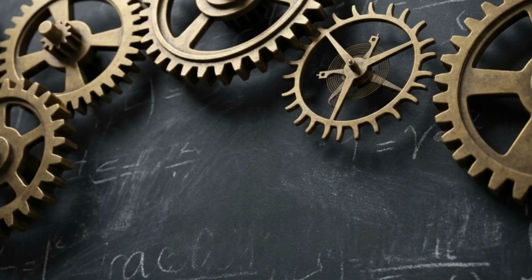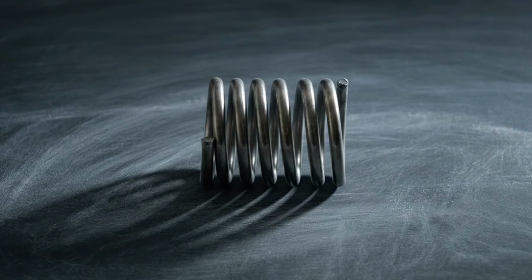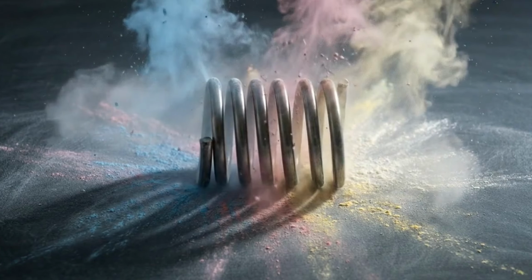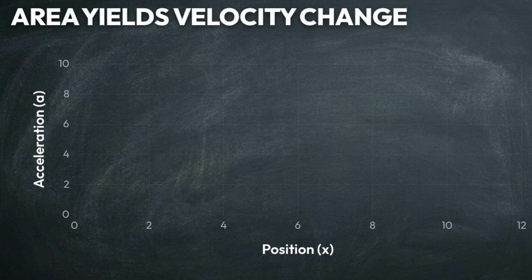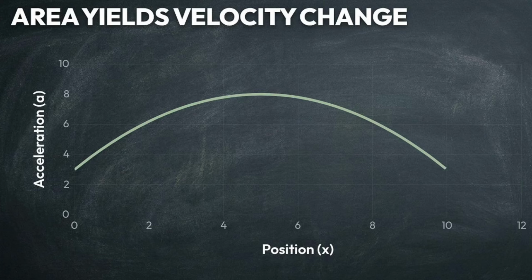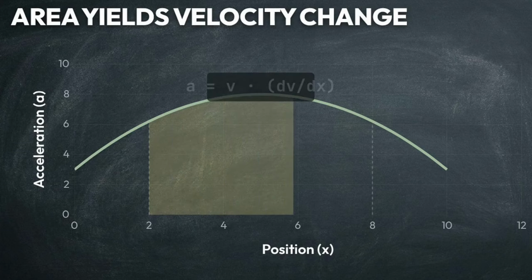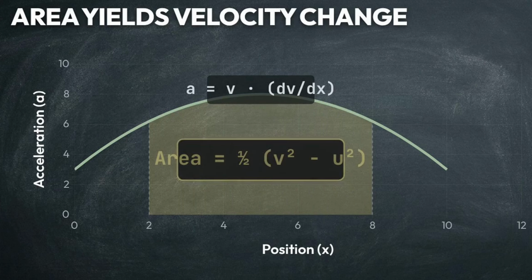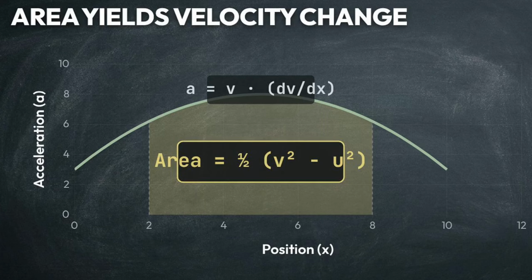Standard kinematics focus on the time domain, but some physical forces, like gravitational fields or compressing springs, depend entirely on an object's location in space rather than the ticking of a clock. To analyze these location-dependent forces, we use a chart showing acceleration on the vertical axis against position on the horizontal. When we integrate acceleration over distance instead of time, we find a different relationship. Because acceleration can be expressed as velocity multiplied by its rate of change over position, the area under this curve equals half the difference between the squares of the final and initial velocities.